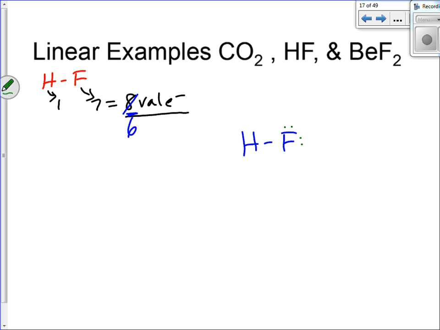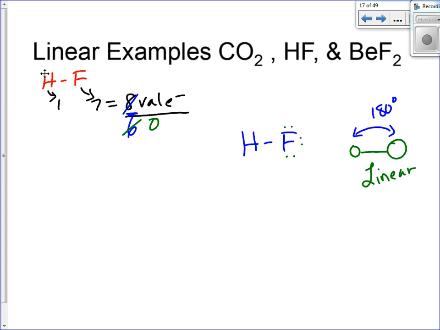F. And it needs 6, 2, 4, 6, 8. Now make it nice and happy with its octet. Now we have 0 electrons. And if you were to draw the ball and stick model, it would look something like that. And of course it's linear. What is the degree angle on a linear molecule? 180. It's a straight line, so you're going to go with 180 there.